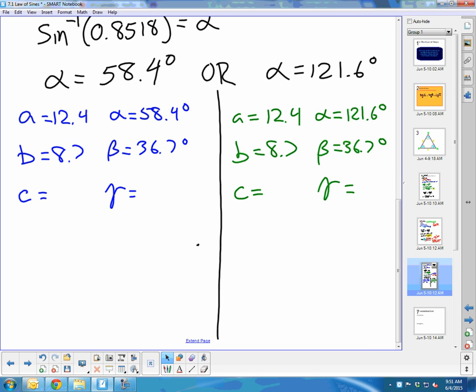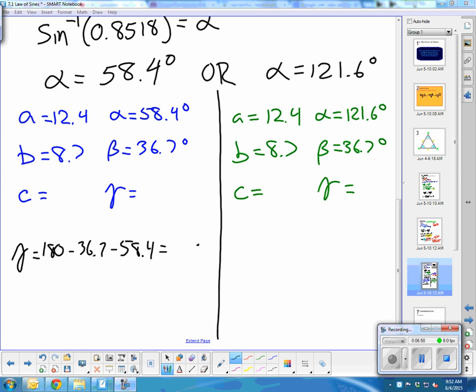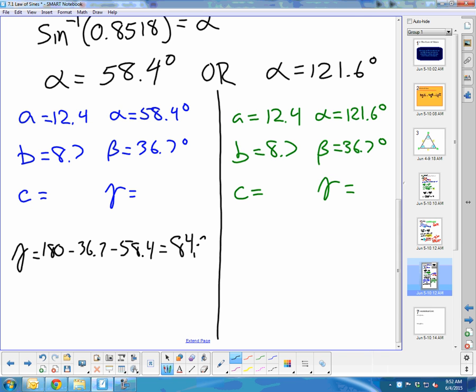And in both of these cases, I would find gamma first because I can just use the triangle sum being 180. So I can just say gamma equals 180 degrees minus 36.7 minus 58.4. And when I do that, I get 84.9 degrees. And then I would use my law of sines to find side C. So I can put that 84.9 degrees there.